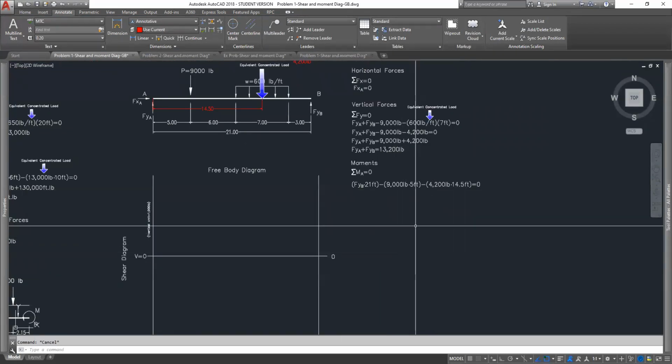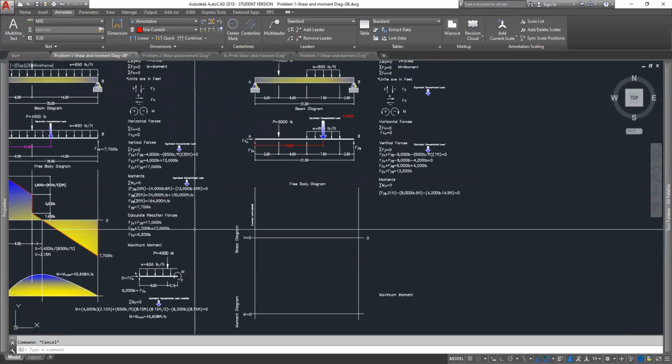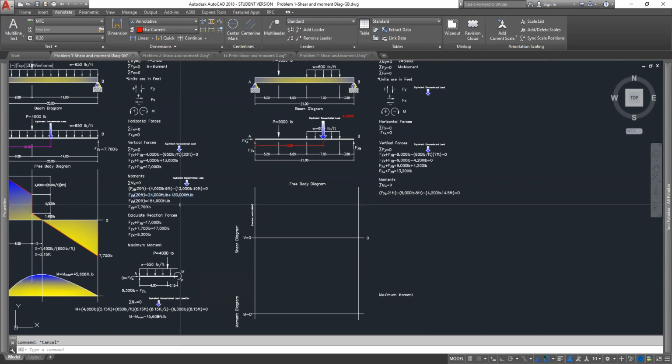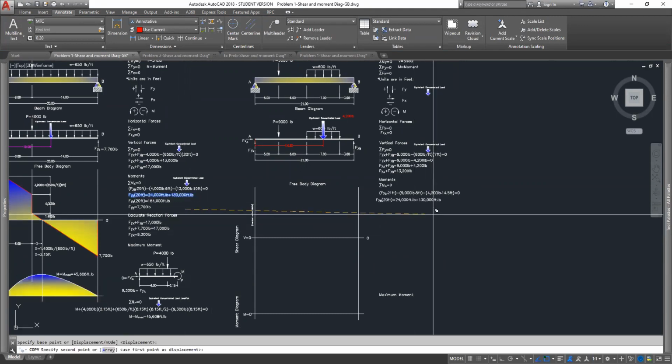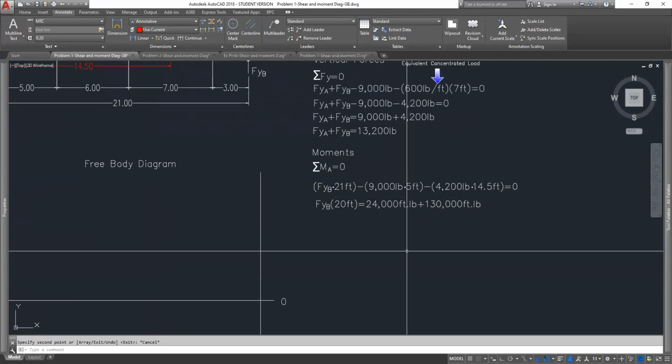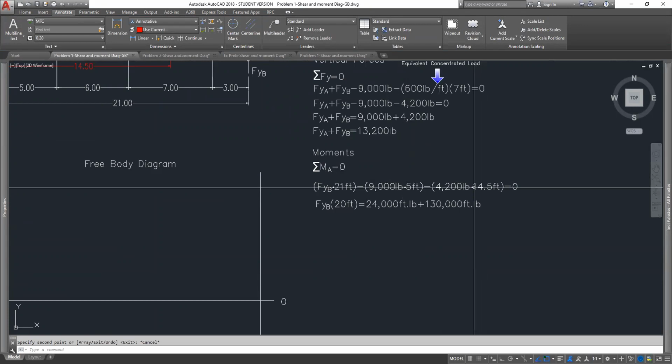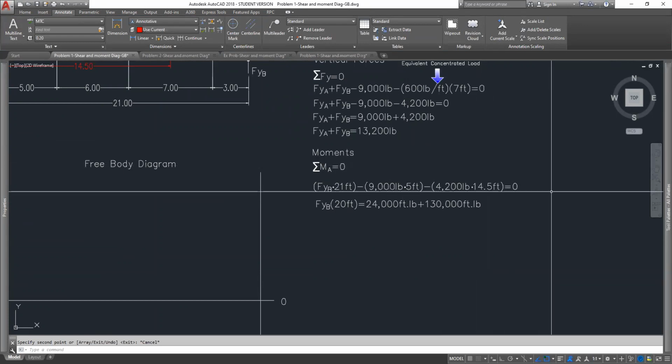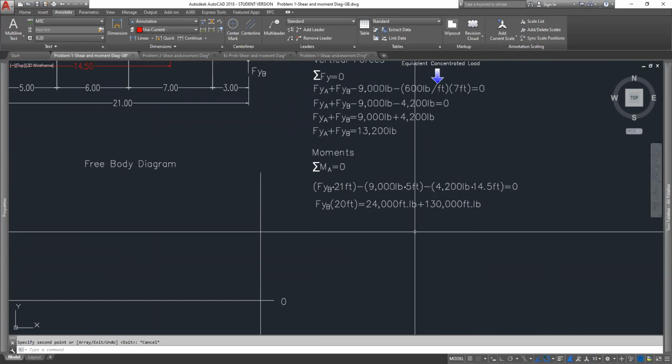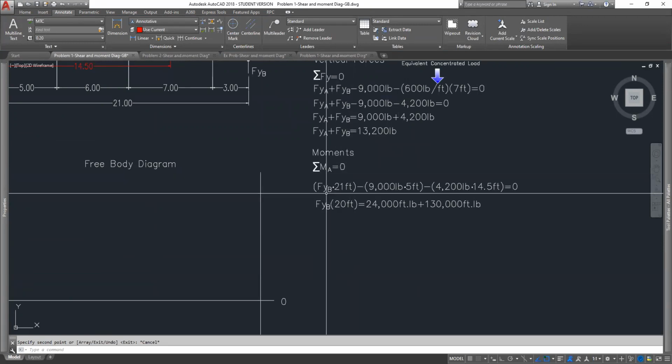So you guys want to help me out here with some of the math? Sure. All right. So the first thing that I did was I moved these two values to the other side of the equation to turn them into positive values and isolate FYB. Now this is going to be at 21 feet in this case.